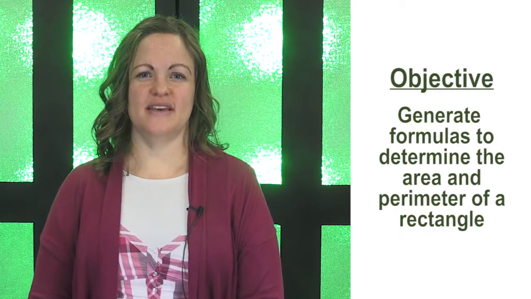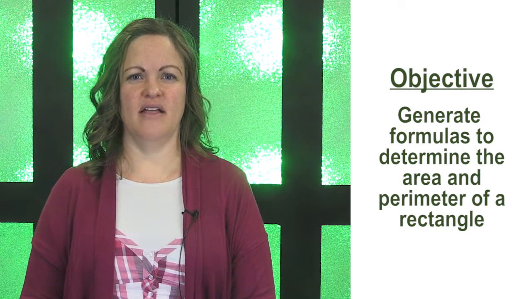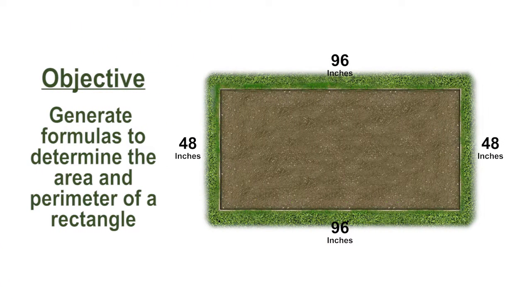The objective for this lesson was to generate formulas to determine the area and perimeter of a rectangle and be able to explain our reasoning. We met this objective by understanding area and perimeter and applying this knowledge as we examine the processes we used to calculate each. We did not memorize or use the formulas as a plug-in tool.